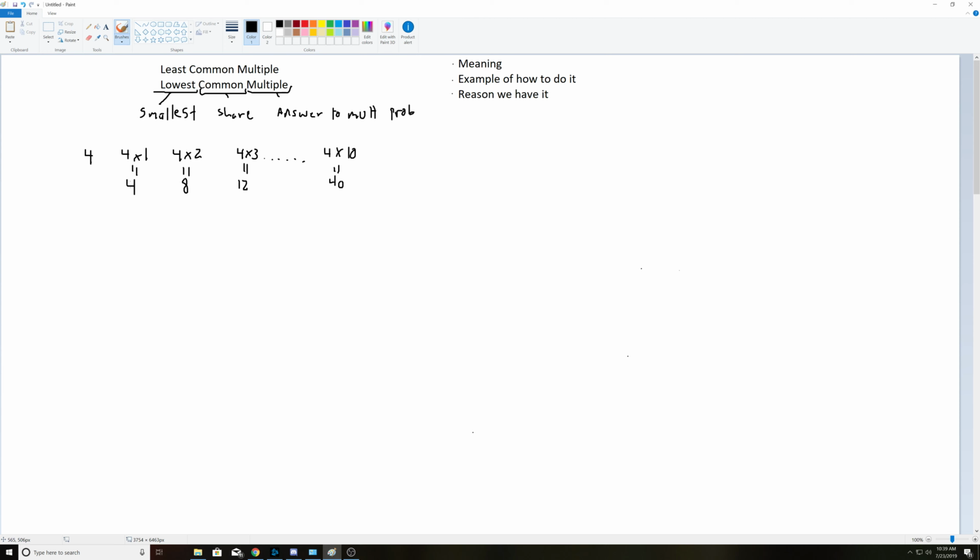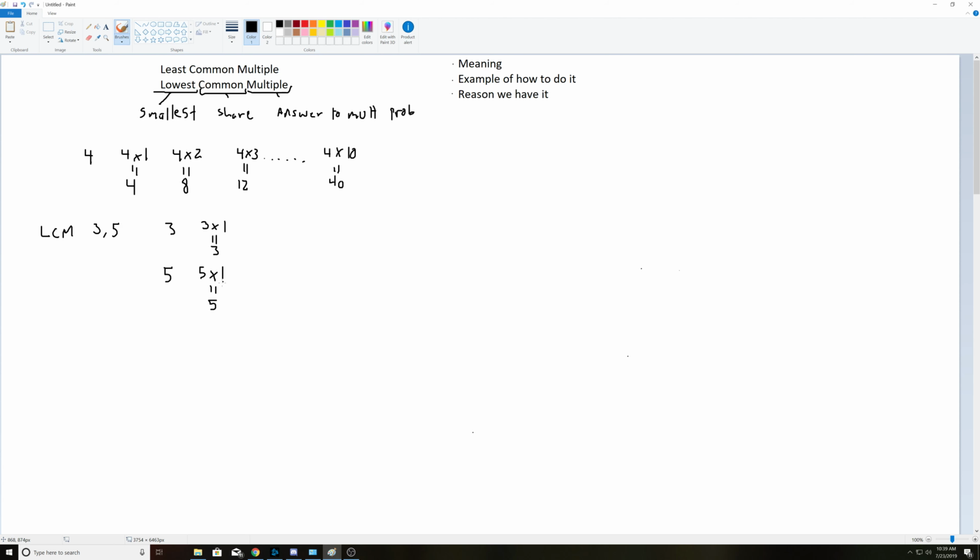So let's look at an example of how to do this. Let's say we're trying to find the lowest common multiple of 3 and 5. Okay. So right off the bat, we have 3 and 5. We're going to look at the first multiple of each, which is 3 times 1 gives us 3. 5 times 1 gives us 5. All right? Now, when we're trying to find the least common multiple, you always want to check the next multiple of the smallest number.